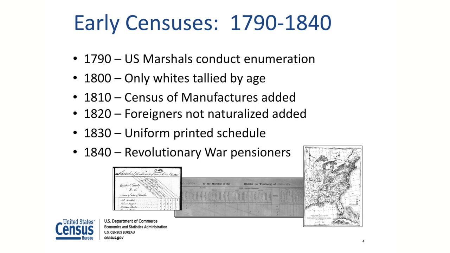However, the manufacturing data was still not as useful as hoped. So in 1830, we did not collect that. However, we did begin collecting information on the blind, which was the first time we saw the census used for social statistics and determination of where money would go.